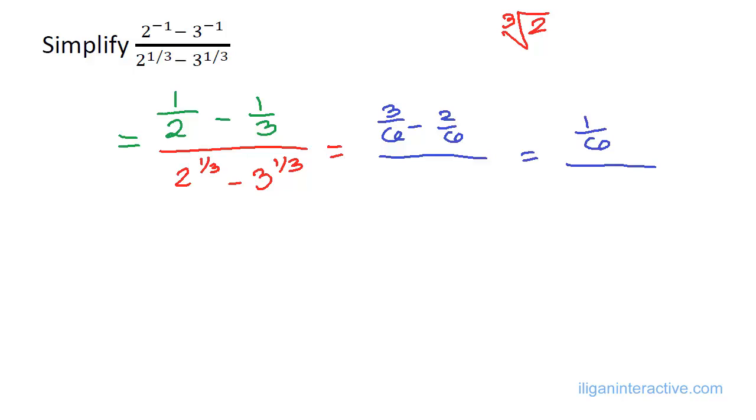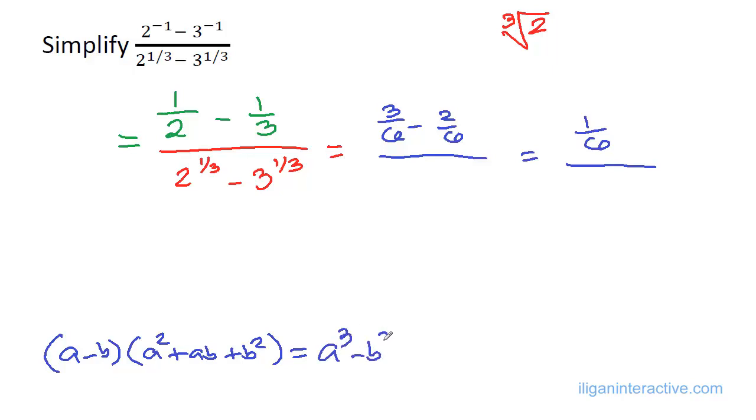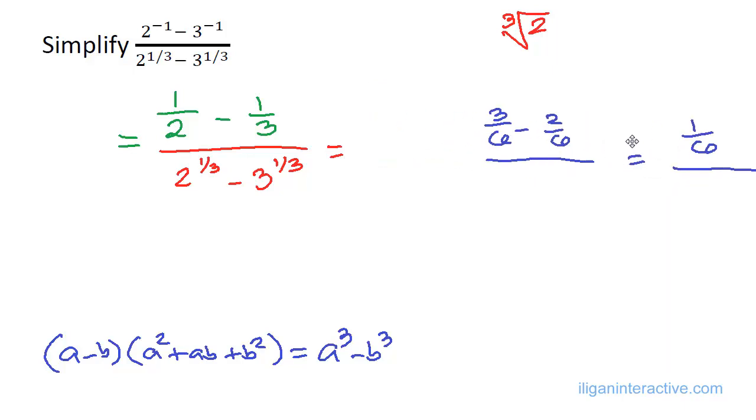The idea is we need to remember the special product that says (a minus b) times (a squared plus ab plus b squared) is just equal to a cube minus b cube. So if that is our goal, we can multiply the top and the bottom by that, right? That is how we rationalize this one. Let me try to do that.